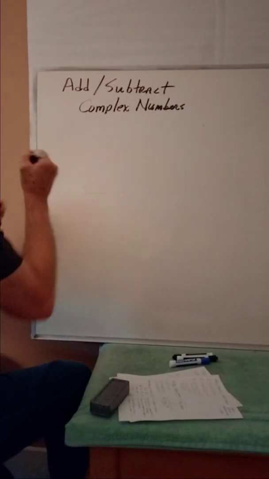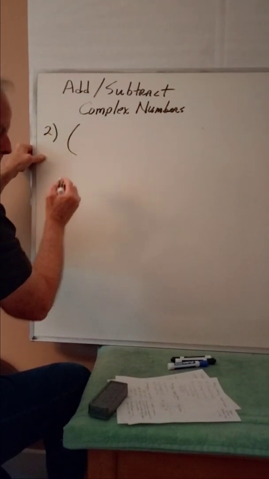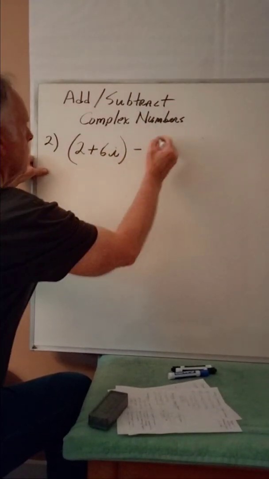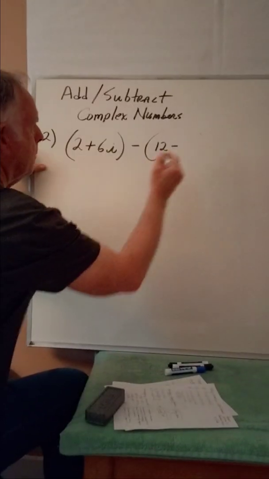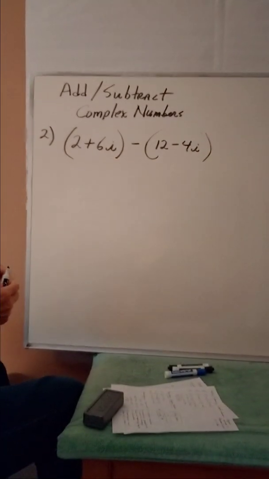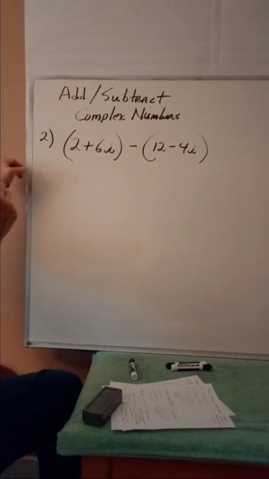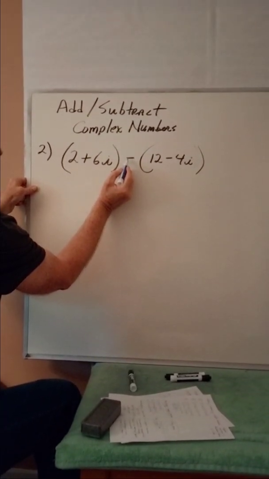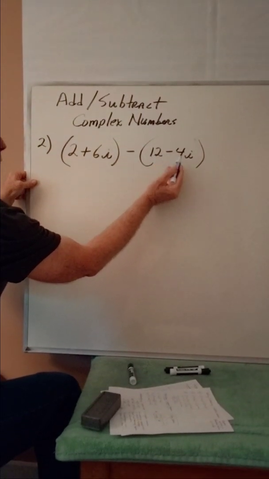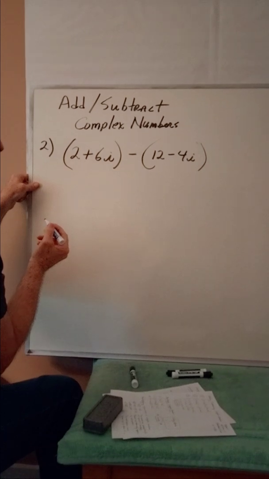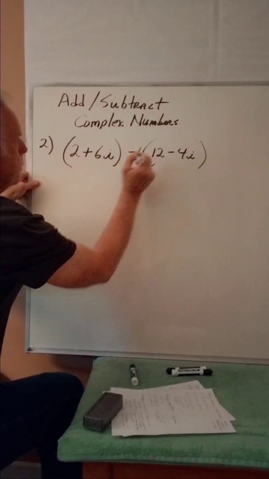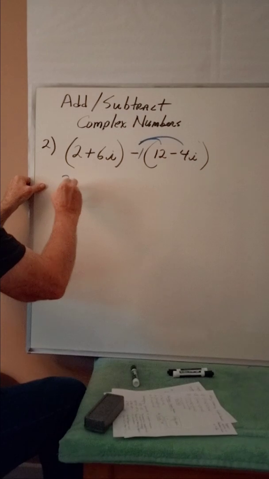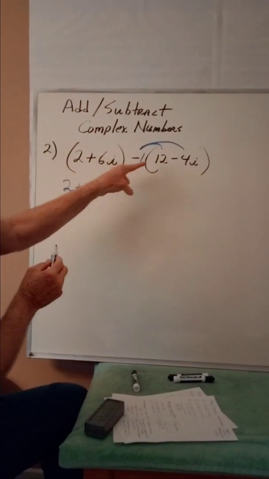Let's go to number 2. We'll move into subtraction. The quantity 2 plus 6i minus the quantity of 12 minus 4i. I'm going to change the color to blue. We are subtracting. When we're subtracting, the 2 terms in the second quantity are going to have to go through a sign change. So I'm going to insert a distributor of negative 1, and I'm going to get it ready. Distribute that negative 1.